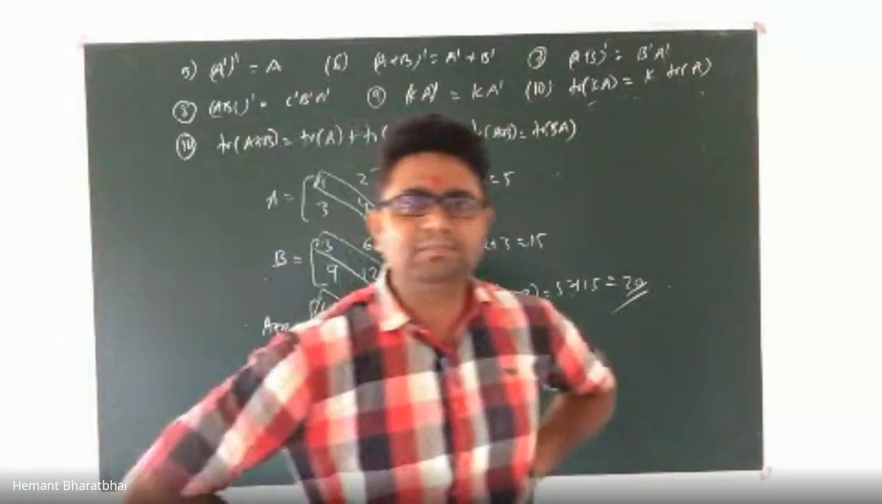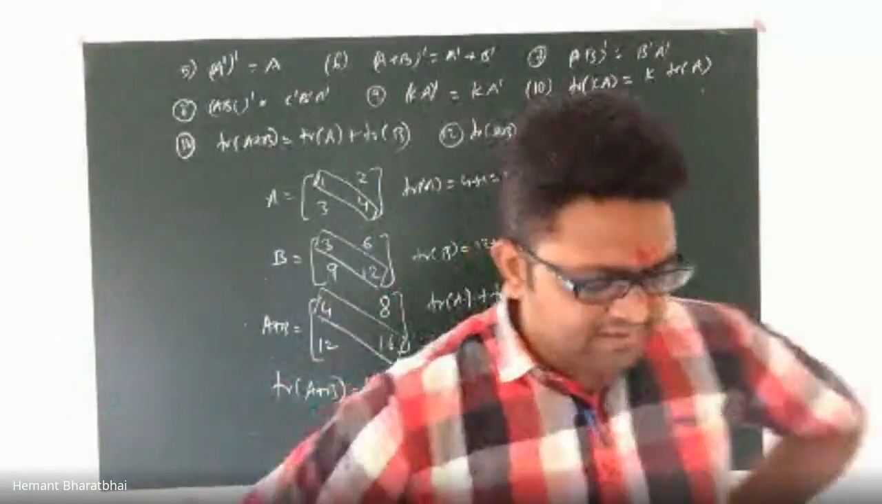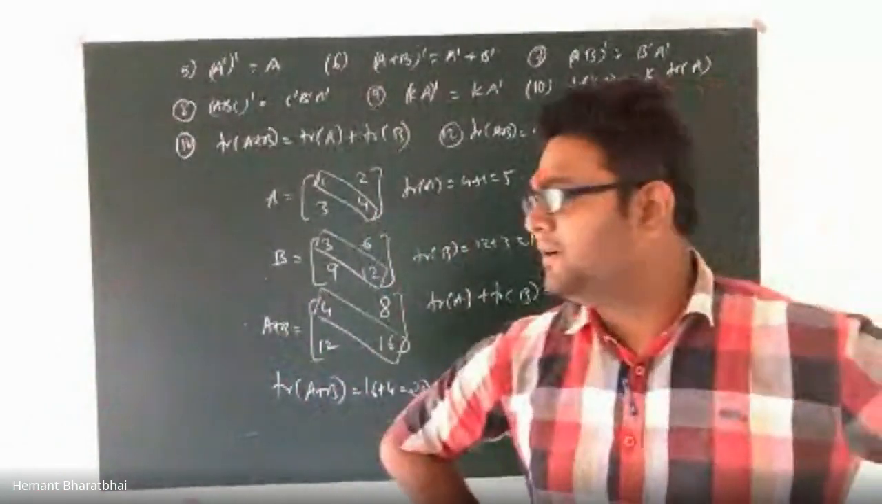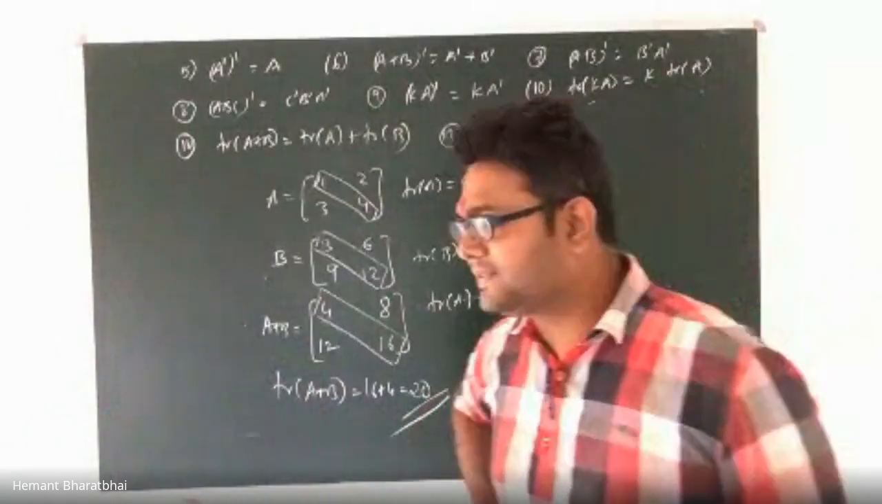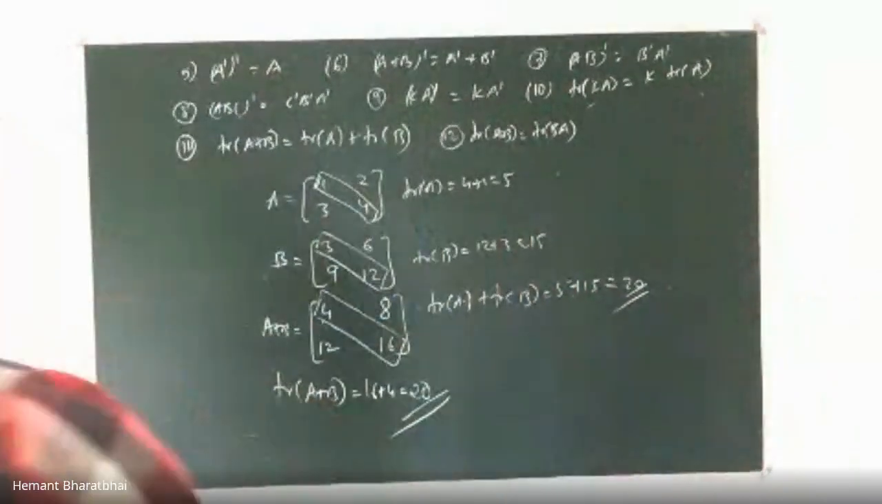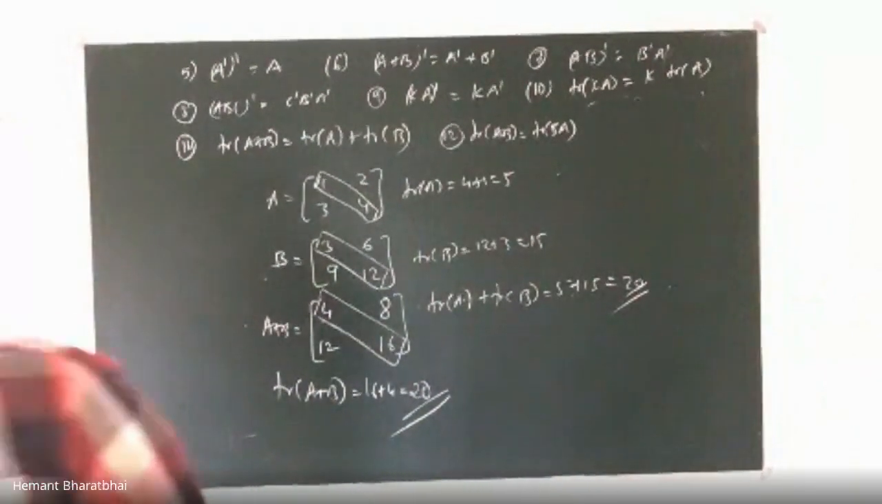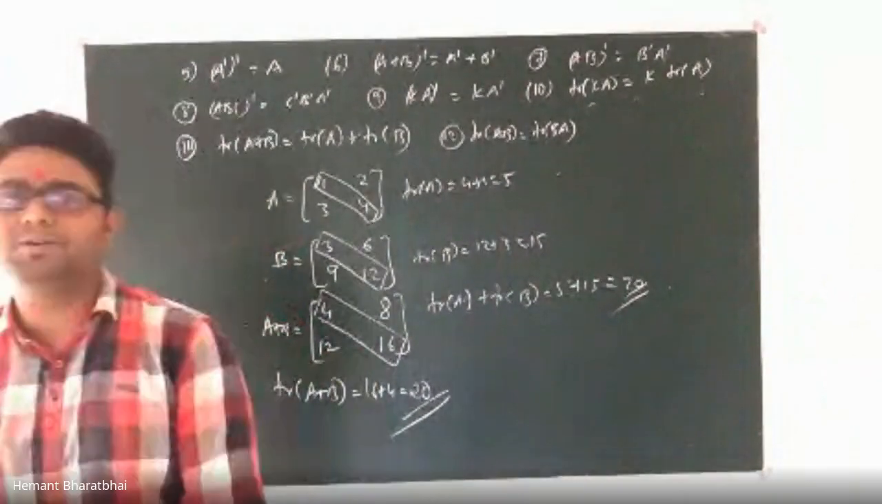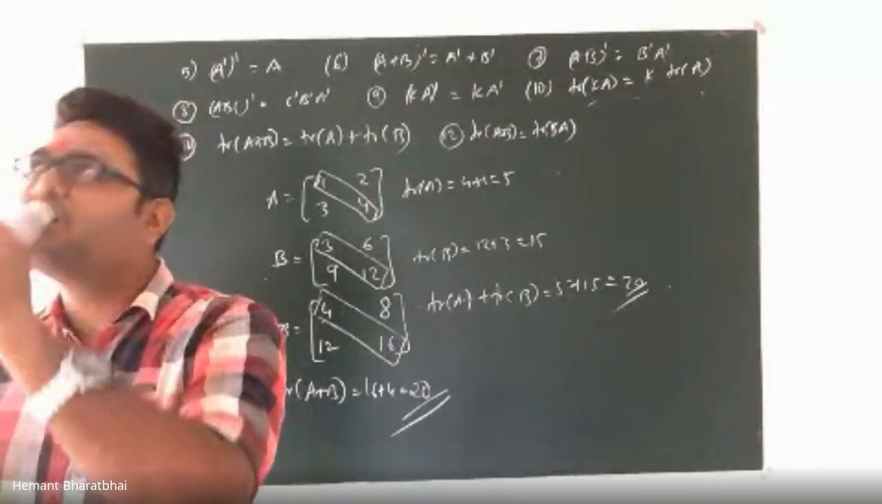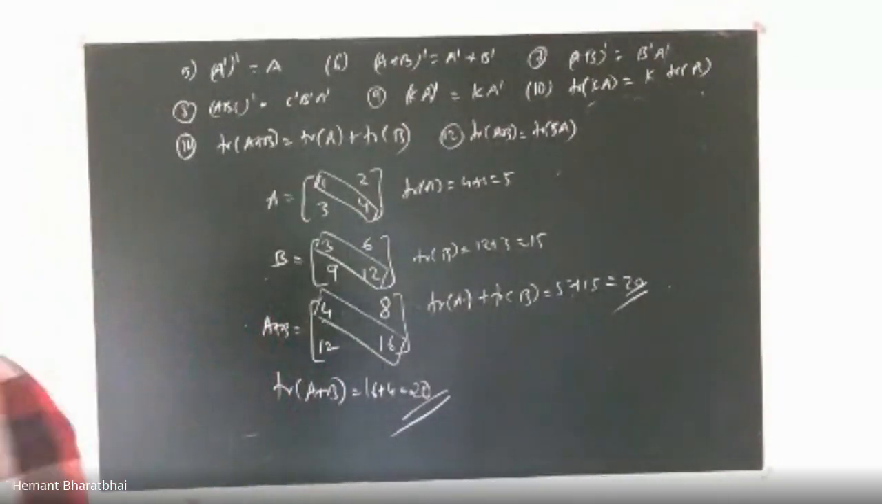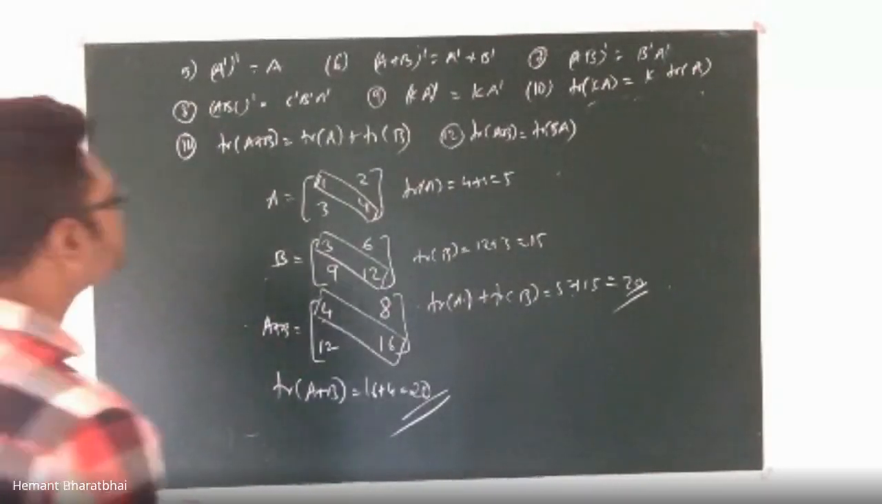Okay, it might look very simple to you guys. The properties are very simple and the proof is also very simple. But proof doesn't matter when it comes to solving numericals. We don't remember the properties and we are not able to apply the properties. This is what happens. So remember this property.